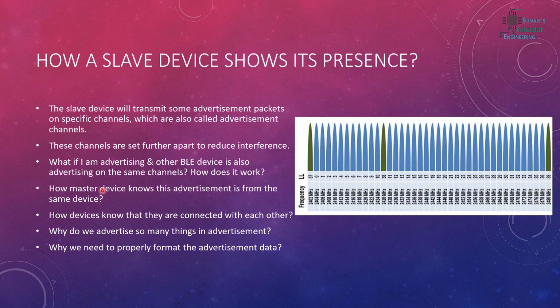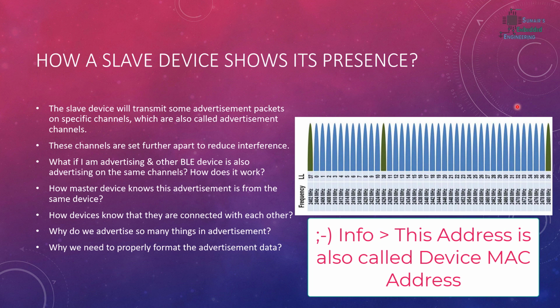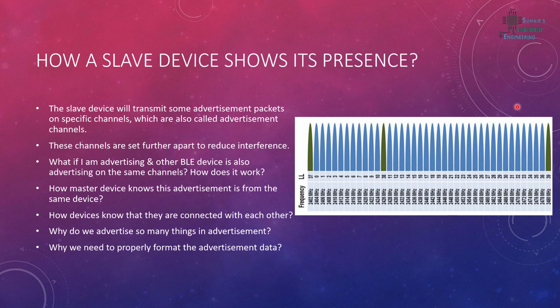Okay, the next question that comes to mind is how the master device knows the advertisement is from the same device. For example, if the slave device is sending some data packets on channel 1, how does the master know it is the same device sending data packets on this channel and on this channel? Basically, every device has an address, and that address represents the slave. The master device will read this address, and it will know that it's from the same device that is sending the data. Data packets are basically the advertisement data.